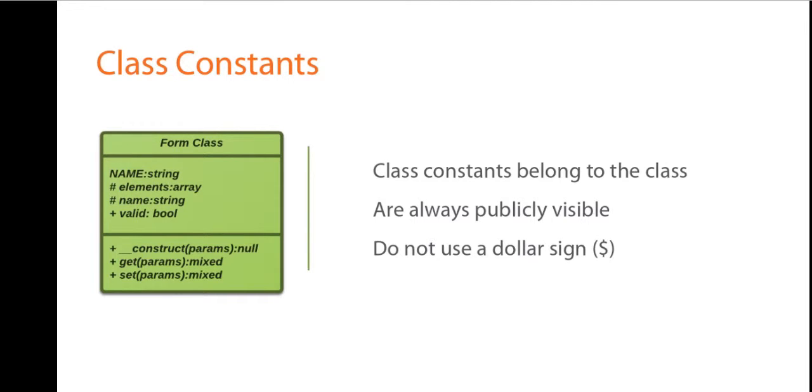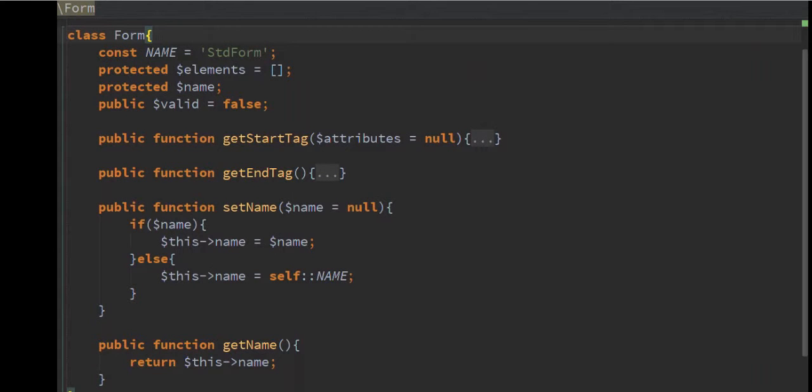Let's look at what I have in the IDE at this point. Here in the form class, I've added the name constant at the top with the const keyword and set its value to standard form. I've also added two methods, setName and getName. SetName allows for setting the name property to a value passed as a parameter. And conditionally, if no value is passed in, the name property will be set to the value of the constant name above, as we see in the else statement.